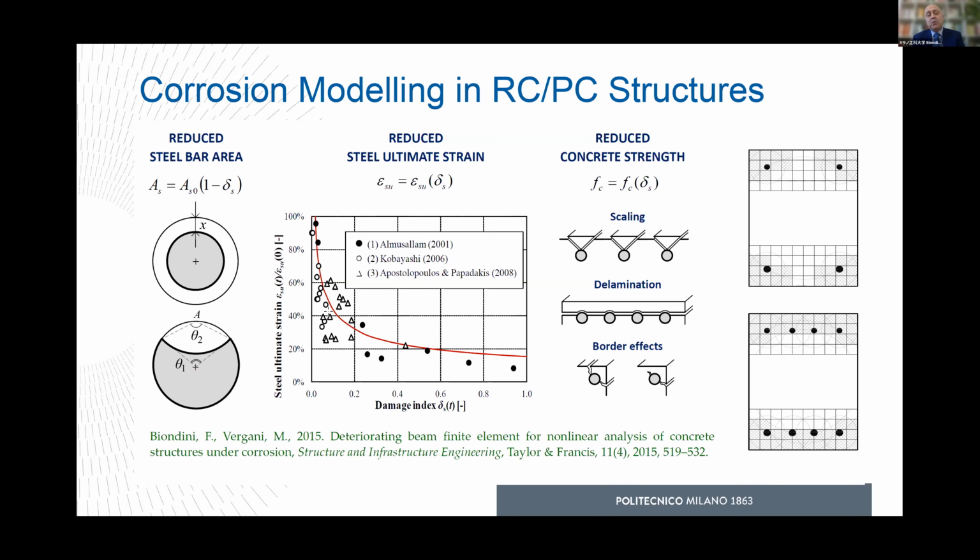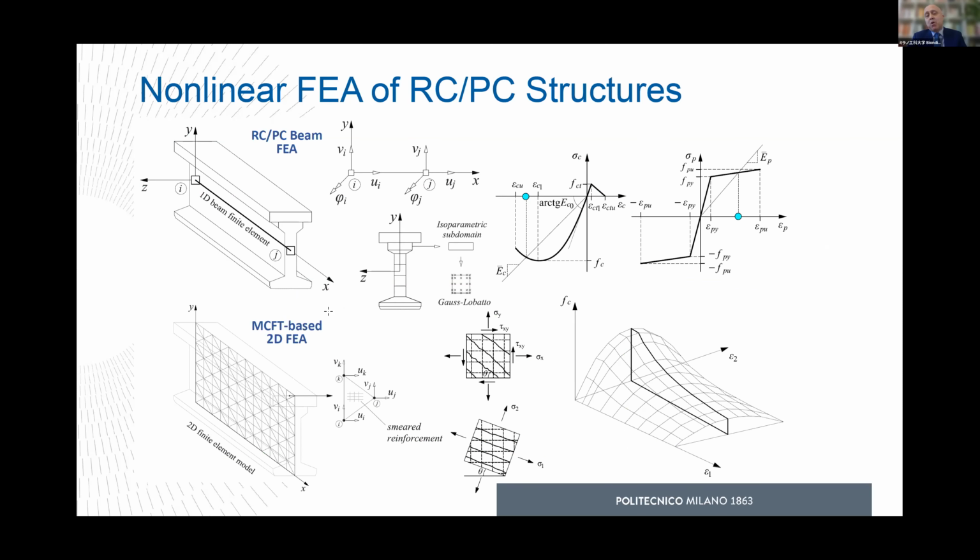highlighted how the steel mass loss can be taken into account, also considering the type of corrosion, uniform or pitting corrosion, the reduction of steel ultimate strain according to a proper interpolation of existing experimental data, and also models that allow for taking into account the degradation of concrete in terms of degradation of mechanical properties or spalling, as mentioned, of the concrete cover. All these damage models can be incorporated into finite element models developed with different levels of complexity.